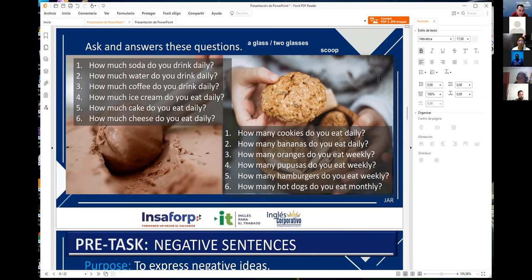How much cheese do you eat daily? I eat 2 pieces of cheese daily. Okay, pieces. In this case, you can talk about pieces of cheese. Okay, cake, pieces of cake, scoops of ice cream. And coffee, cups of coffee, water, glasses of water, the same as soda, glasses of soda.